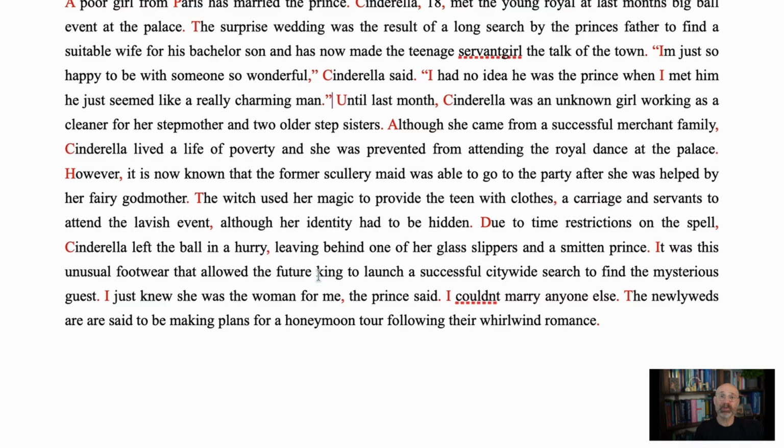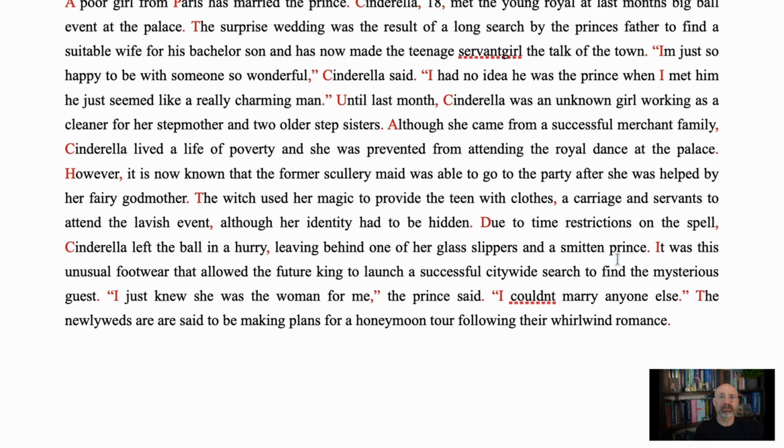"I'm just so happy to be with someone so wonderful," Cinderella said. "I had no idea he was the prince when I met him. He just seemed like a really charming man." That "I" shows us this is still her. It's the same down here with other quotes. "I just knew she was the woman for me," the prince said. "I couldn't marry anyone else."